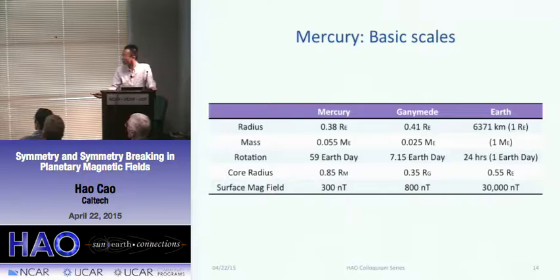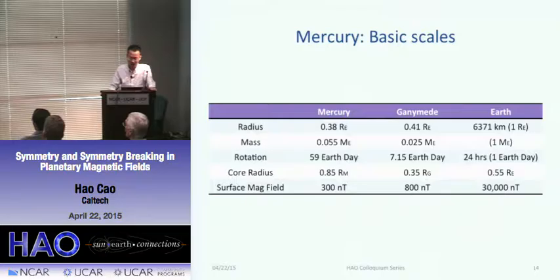I do not expect everyone to be familiar with Mercury, so I give you the very basic scales. I'm going to walk you through the table. Mercury is small in terms of its radius. It's actually smaller than the moon in the solar system. It's smaller than Jupiter's moon, Ganymede. It's more massive because it has a large iron core.